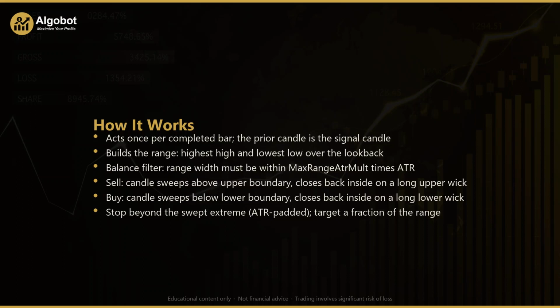Now the exits. The stop loss is placed just beyond the swept extreme, padded by the SL-ATR multiple value times ATR. For a sell, that's above the candle's high. For a buy, below the candle's low. The take profit is set as a fraction of the range width traveled from entry toward the opposite side. With the TP range fraction at 1/2, the target sits roughly around the midpoint of the range. The EA also keeps things simple by holding only one position at a time per magic number, so it never stacks trades on the same idea.